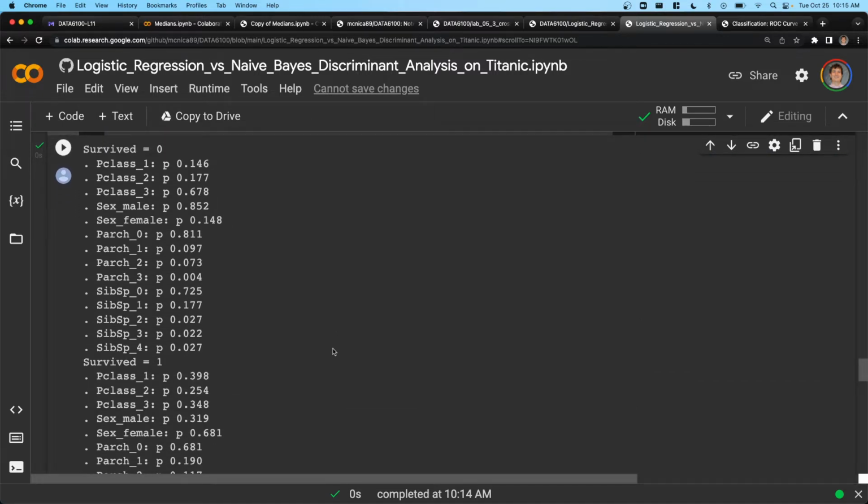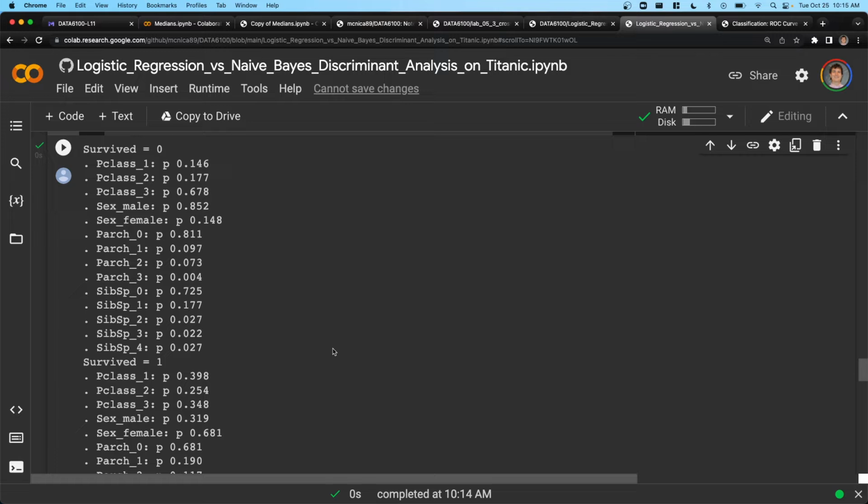So of people who survived equals 0, 14% of them were in first class. But of people who survived equals 1, 40% of them were in first class. So that p-value difference can be used to tell the difference. Right? If somebody is in first class, they're more likely to have come from survived equals 1 than survived equals 0. So that's exactly how we're going to use this.